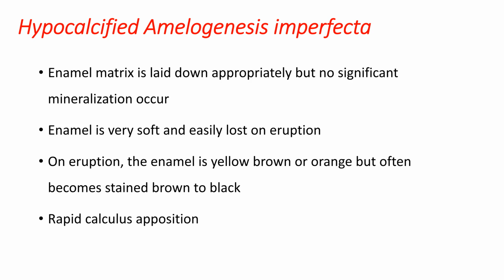Next is hypocalcified amelogenesis imperfecta, which is type 3. In this type, the enamel matrix is laid down appropriately, but no significant mineralization occurs. In both patterns of hypocalcified amelogenesis imperfecta, the teeth are appropriately shaped on eruption, but the enamel is very soft and easily lost. On eruption, the enamel is yellow-brown or orange in color, but it often becomes stained brown to black, and it exhibits rapid calculous apposition.